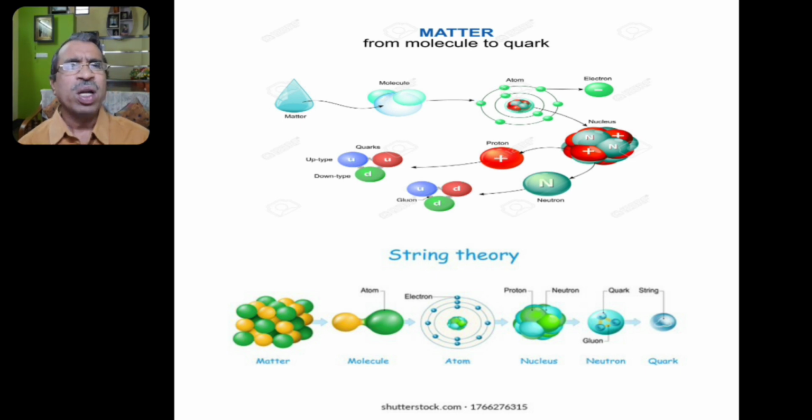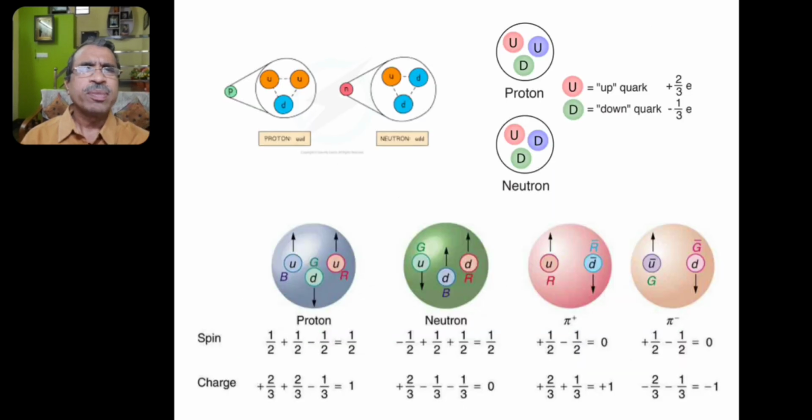Earlier we thought neutrons, protons and electrons were the only fundamental particles, but today we have discovered that protons and neutrons still further contain the quarks. So the below slide also explains the same thing. This is a diagram showing how the protons and neutrons contain the quarks.